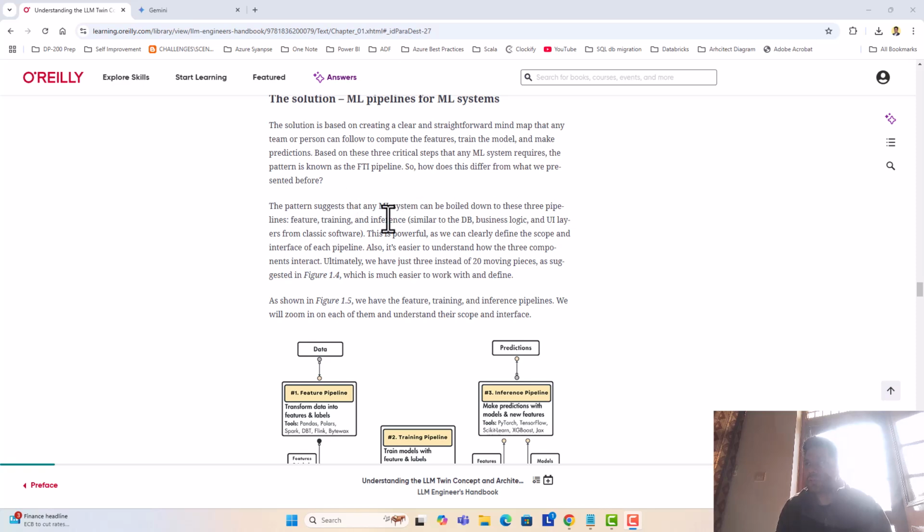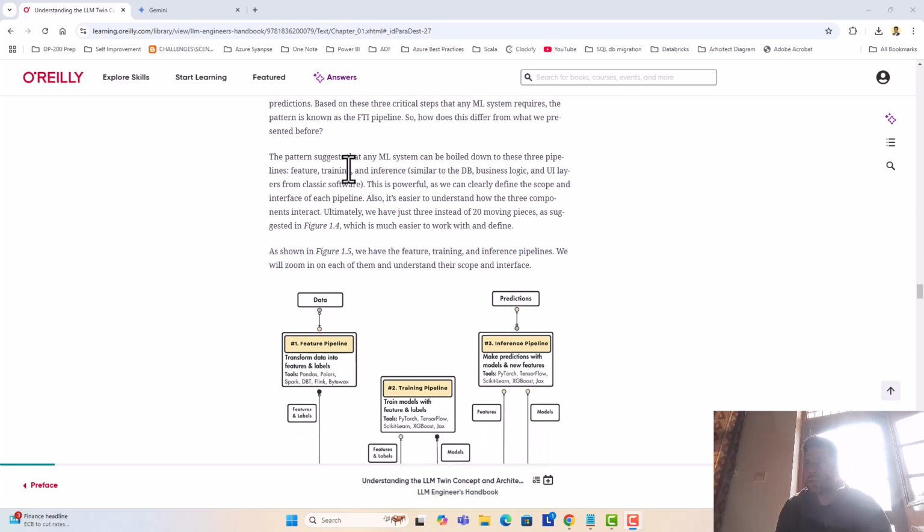So how does this differ from what we presented before? The pattern suggests that any ML system can be boiled down to these three pipelines: feature, training, and inference, similar to DB, business logic, and UI layers from classical software. So this is a good analogy. Mostly if you work in applications, you will have the UI end of the application, then you'll have some hidden business logic where all the logic would be done, and obviously you need data for that, and data would be stored in DB. And some of the logic as a metadata could also be stored in a different DB, but let's not go deeper into it.